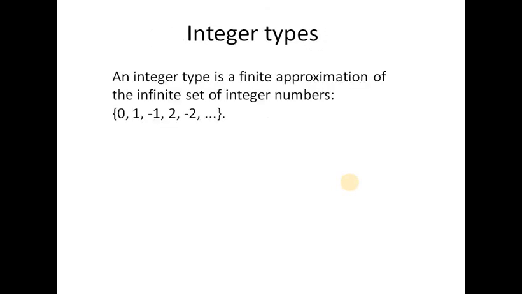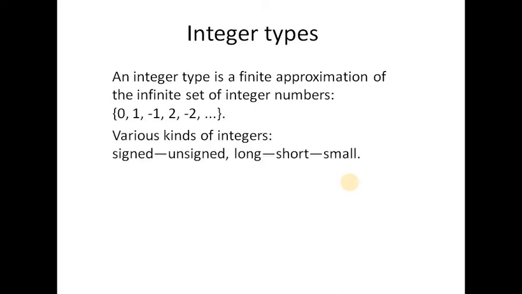And what are integer types? An integer is a finite approximation of the infinite set of integer numbers. We can say 0, 1, -1, 2, -2 and so on. So these are the various categories of integers. It can be signed, unsigned, long, short and small. Sometimes the categories are divided into integer form and floating point. So integer is categorized with byte, short, int, long.